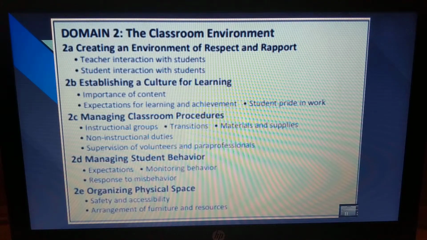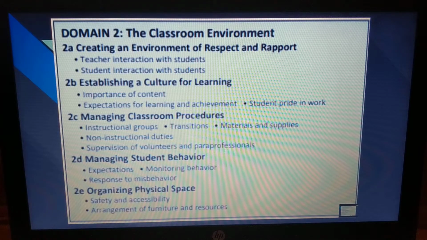Domain number 2, the classroom environment. The components in Domain 2 consist of the interactions that occur in a classroom that are non-instructional. These consist of creating an environment of respect and rapport among the students and with the teacher, establishing a culture for learning, managing classroom procedures, managing student behavior, and organizing the physical space.